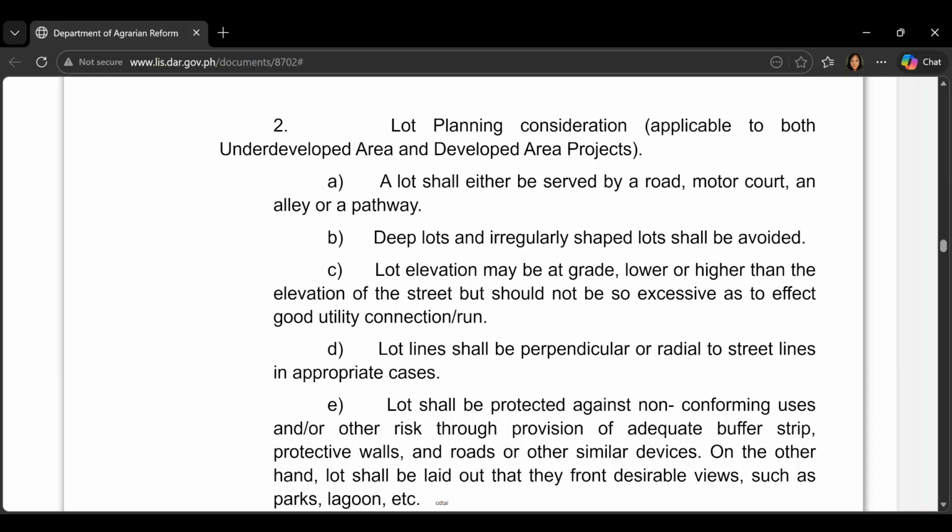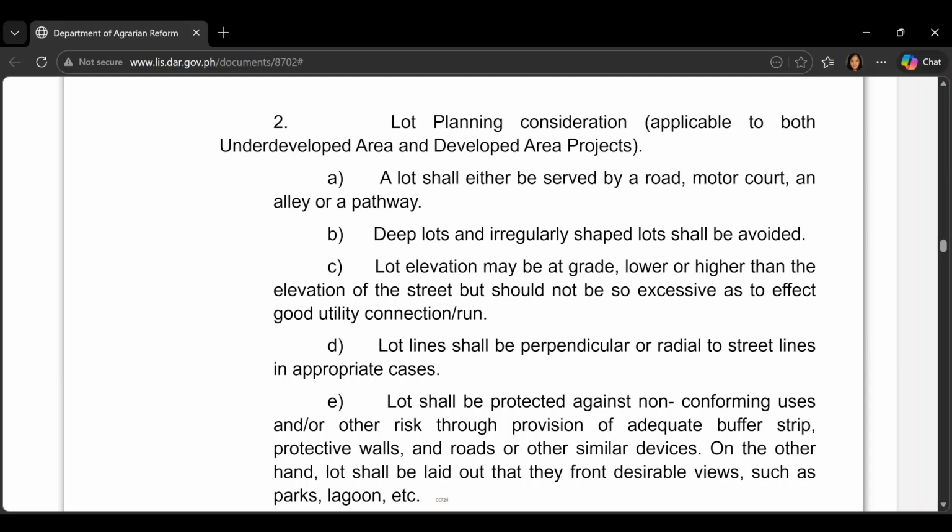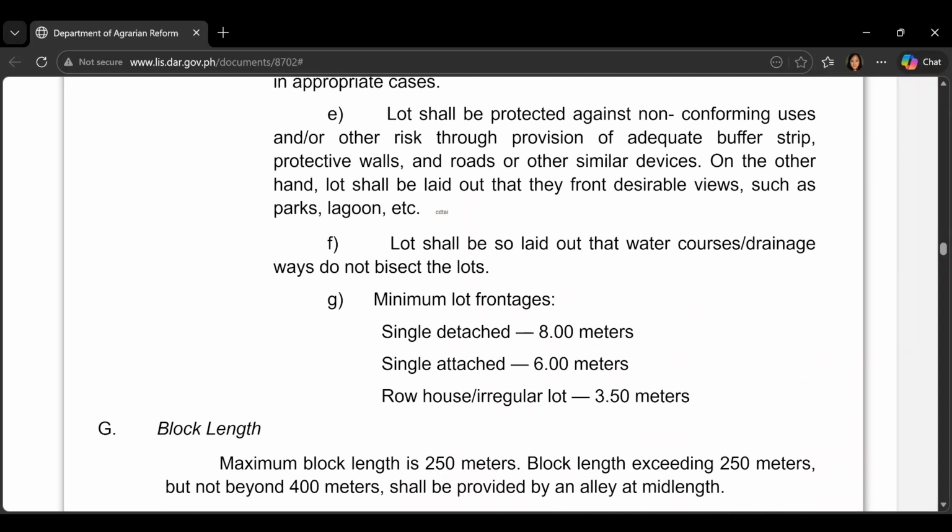D. Lot lines shall be perpendicular or radial to street lines in appropriate cases. E. Lot shall be protected against non-conforming uses and/or other risks through provisions of adequate buffer strip, protective walls, and roads or other similar devices. On the other hand, lots shall be laid out so that they front desirable views such as parks, lagoon, etc. F. Lot shall be so laid out that water courses and drainage ways do not bisect the lot.